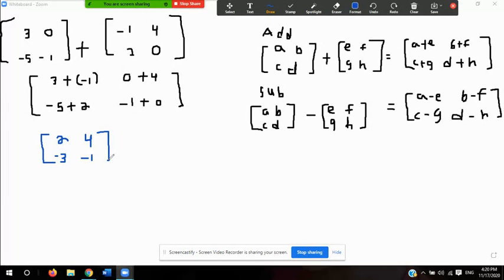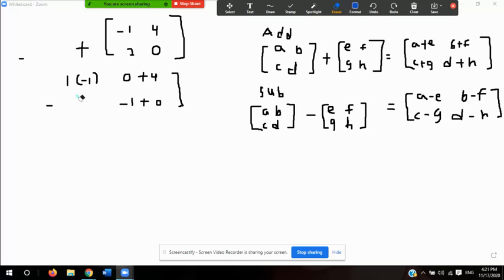Okay, so again, the matrix that we get is positive 2, positive 4, negative 3, and negative 1. Let me go ahead and do the next one. So the next matrix, and feel free to pause it and see what I did. And I'm actually going to erase it, and we're going to do the second example. Or it's actually in the first example, but the second matrix in the first example.